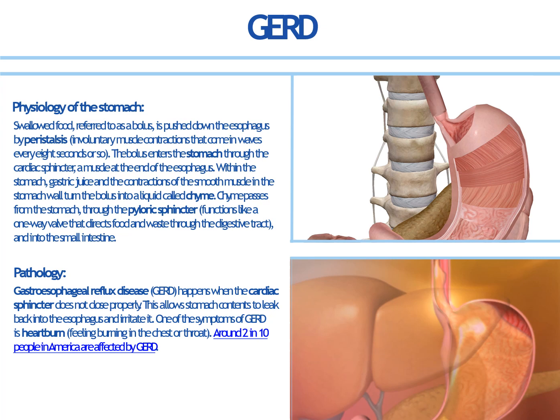In terms of the pathology, GERD happens when the cardiac sphincter does not close properly. This allows stomach contents to leak back into the esophagus and irritates it. One of the symptoms of GERD is heartburn, the feeling of burning in the chest or throat. Around 2 in 10 people in America are affected by GERD.